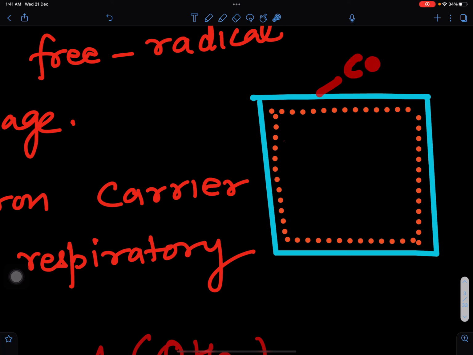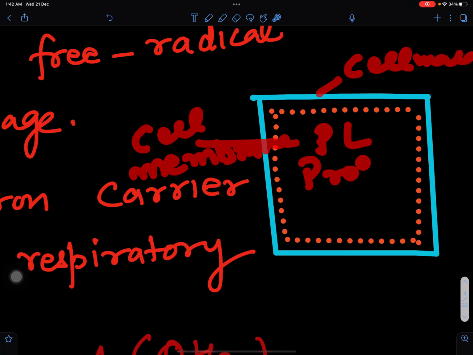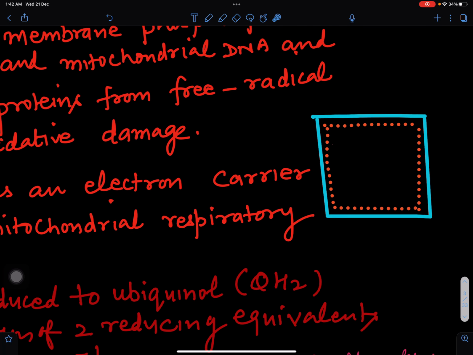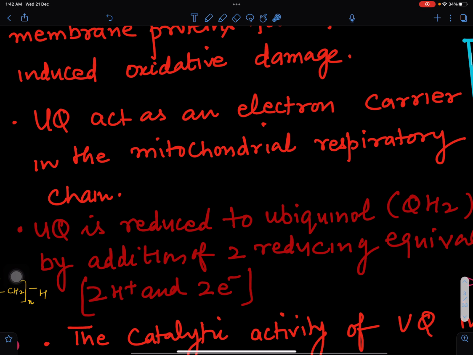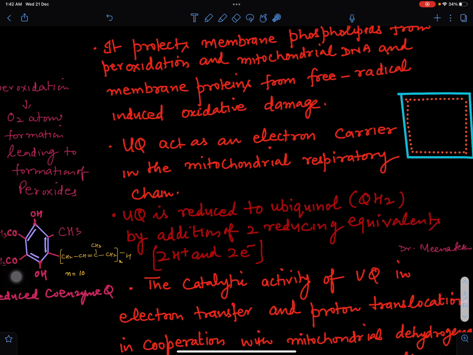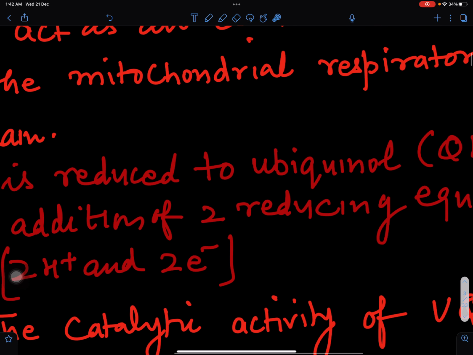Like see, this is the cell wall and this is the cell membrane. So the membrane is basically made up of phospholipids and proteins, and these may get damaged by oxidative processes. So ubiquinone protects those phospholipids as well as membranes from oxidative damage. And during the reduction process, ubiquinone gains two hydrogen atoms and this gets changed to ubiquinol.